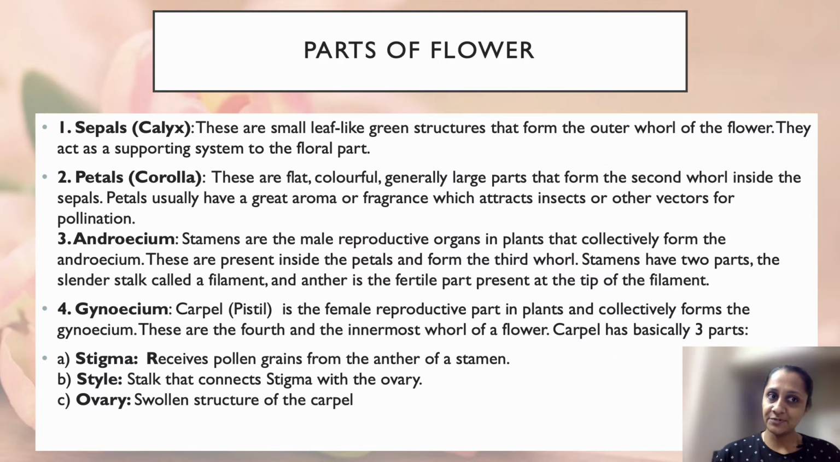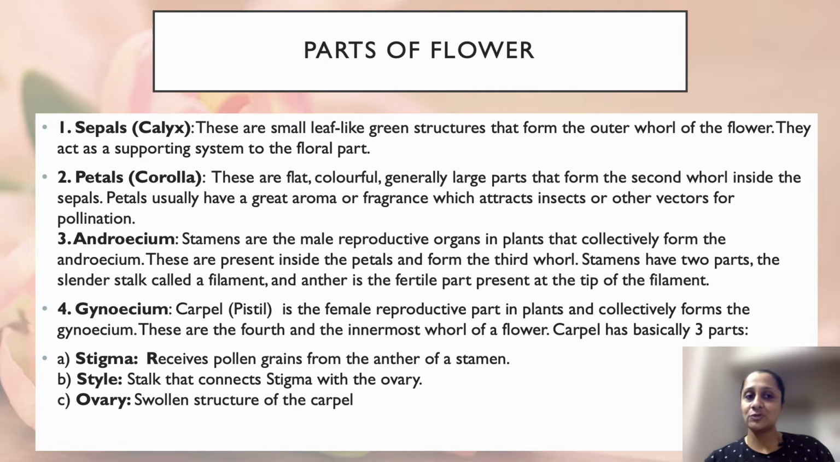If we discuss this further, the sepals or the green covering that you saw is the calyx. So it is the green covered part, the outermost whorl, and it is the supporting system of all the floral parts. So it supports them, it holds them together. The second, the colorful petals, are also called the corolla, which are very flat and they attract the insects because of the fragrance and the colors, which is very helpful in pollination.